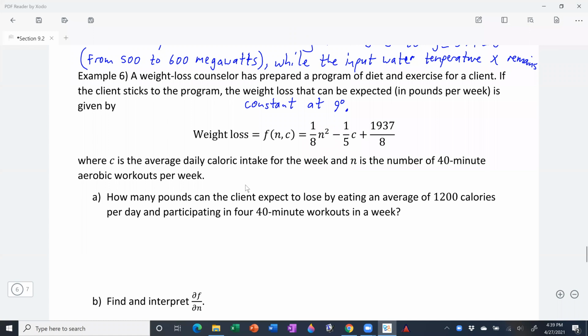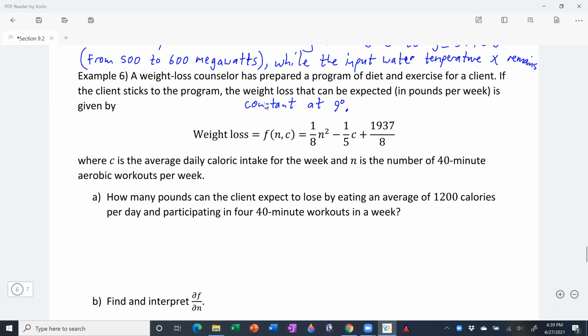All right, let's try another example of an application of partial derivatives. Okay, example 6. A weight loss counselor has prepared a program of diet and exercise for a client. If the client sticks to the program, the weight loss can be expected in pounds per week.